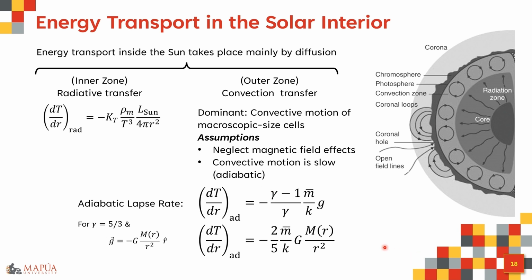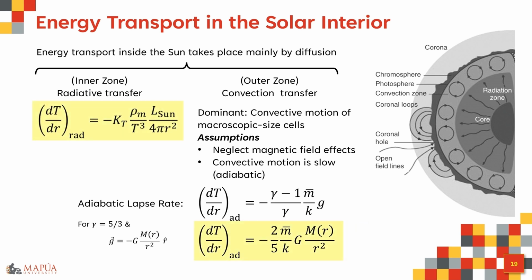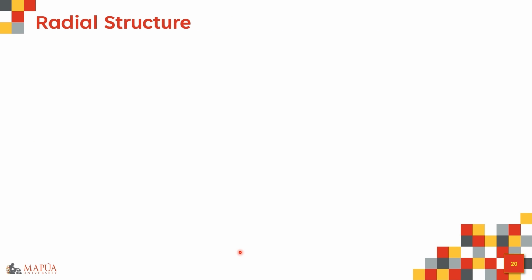We already know G M(r) from earlier. So from the M(r) variation, we can determine the temperature gradient in the convection zone. So if we combine these two equations, we can complete the differential equations that would enable us to estimate the radial structure of the Sun.